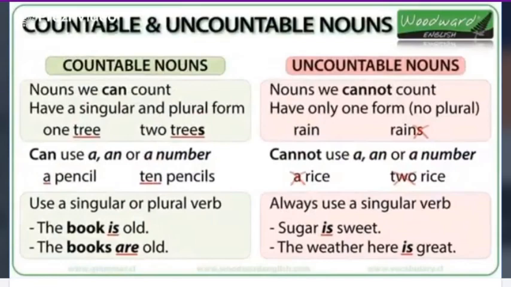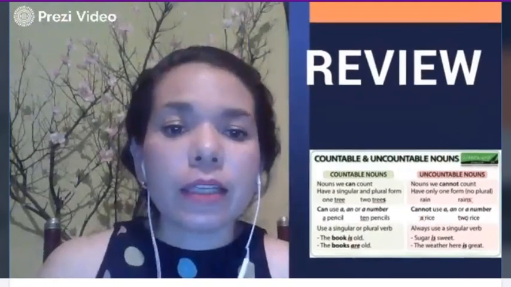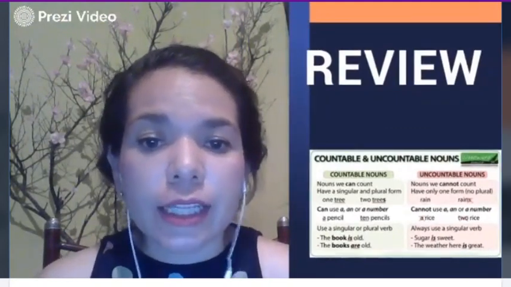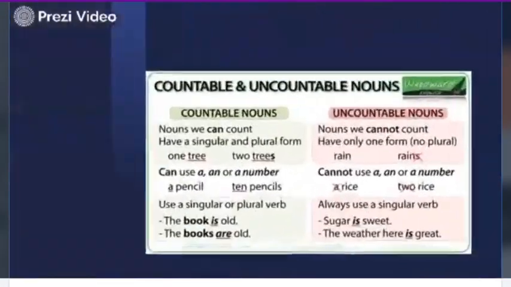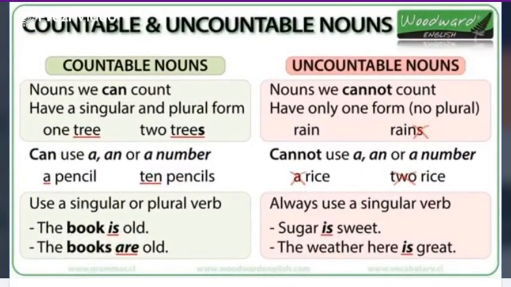Now, this is our review. Remember, guys, making the review is going to help us with the questions at the end of the video. Countable nouns can be counted. You can transform them into plural. You can use a or an or a number to identify a singular, a pencil, 10 pencils, 4 pencils. You can use a singular or plural form of the word, like the book is, the books are. Book is singular, books are plural.